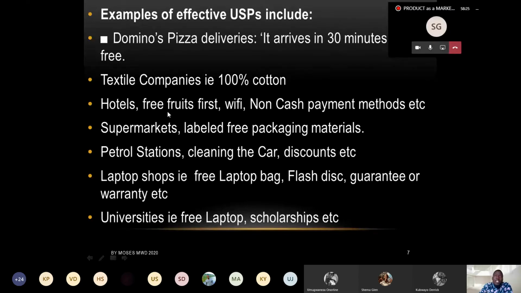You go to Serena, they give you a free notebook labeled Serena, they give you a pen, they can even give you a t-shirt. But maybe if you were to take it from there, you would pay a lot of money. Textile companies that produce 100% cotton clothes, all of us know cotton is always expensive. Petrol stations, supermarkets, they give you labeled packaging materials, t-shirts, pens and caps, but they charge you a lot. So there's a possibility for you to pay a lot of money.